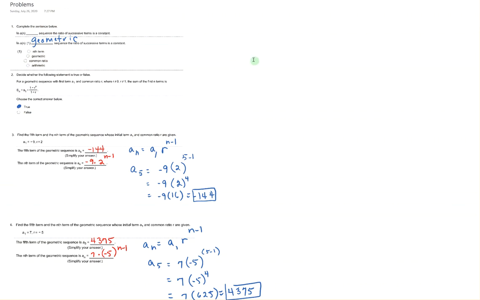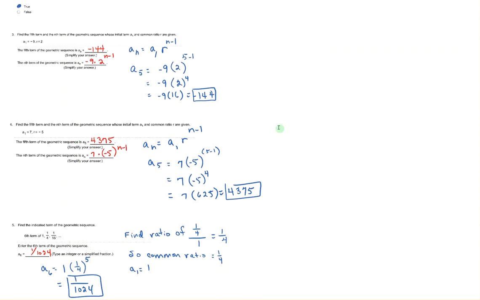All right, number 1, in a blank sequence, the ratio of successive terms is a constant, and that would be geometric. That's what we're working with. Decide whether the following statement is true or false. For a geometric sequence with first term a1 and common ratio r, the sum of the first n terms is... You could go back to the lecture notes and see that formula, and so that is true.